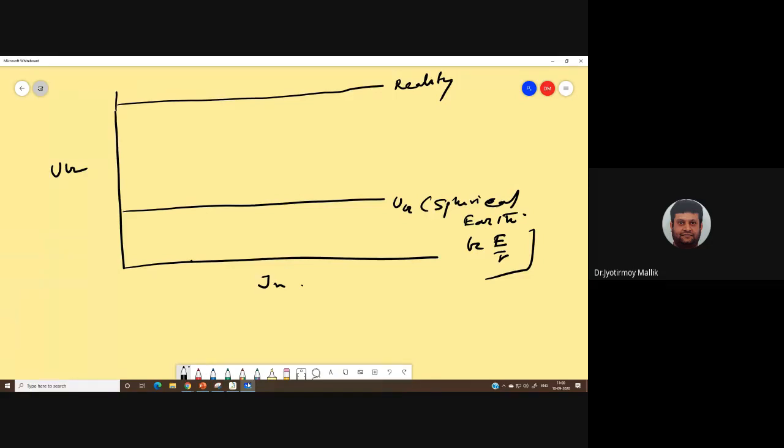So here is J2, and I do a jump and reach here. This refers to the UG related to the IRE, International Reference Ellipsoid, which is obtained by drawing a best fit line through the GPS values that we have obtained for individual locations of the Earth.